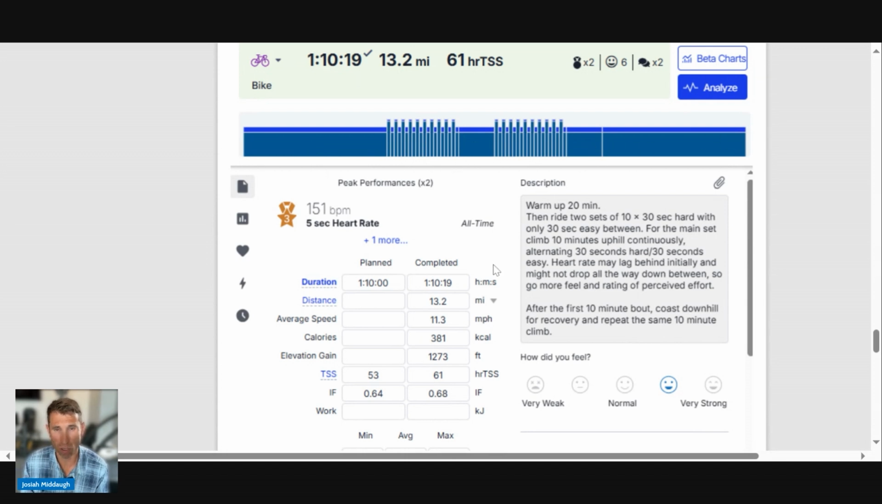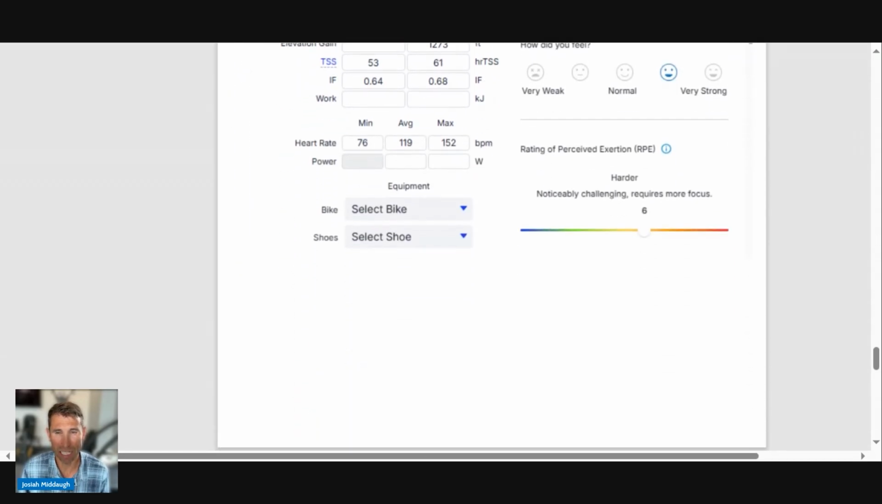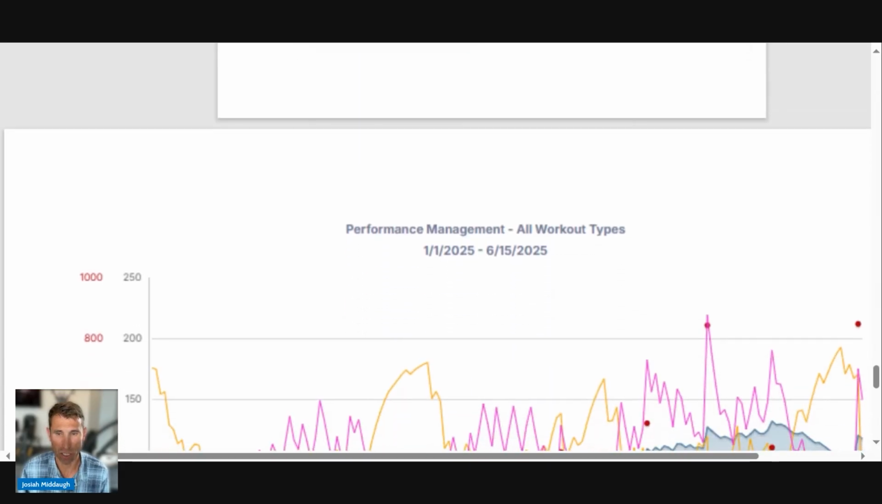But those zone 4, zone 5 workouts, it's kind of frustrating that it comes out as a little bit lower TSS. So that's why it's not an exact science. If we were all training at the same intensity all the time, then it would be pretty exact, but it's not. So this is kind of big picture stuff. You can kind of see how these things change over time.